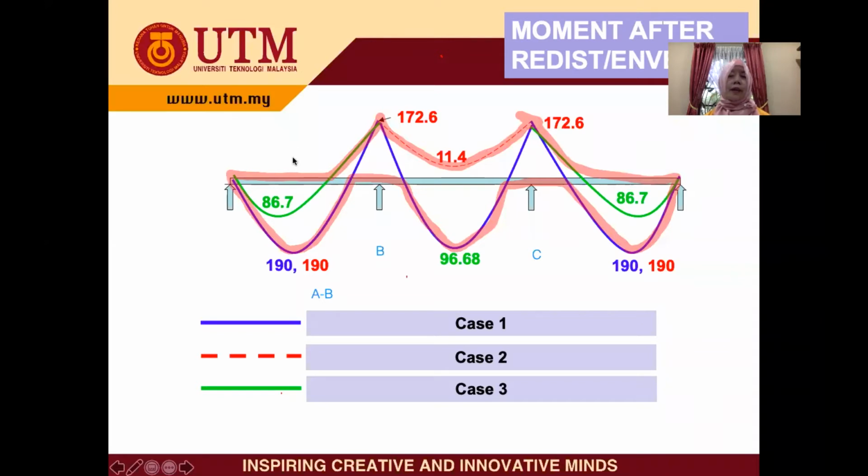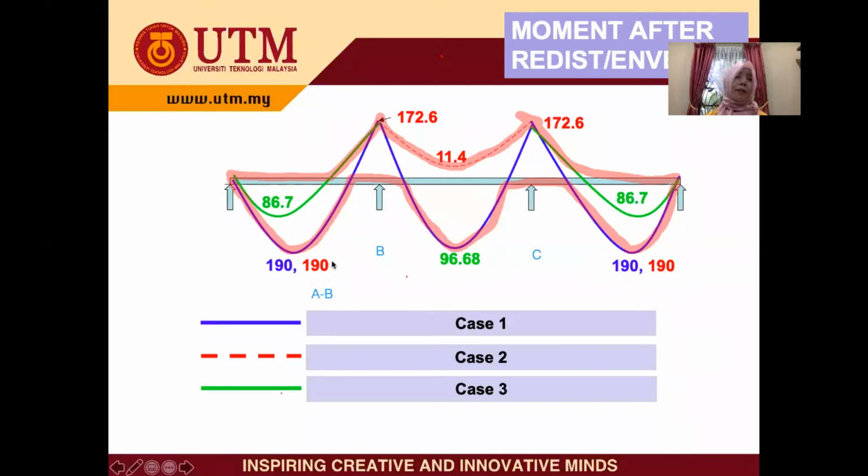From this figure, what we can see is case 1, the blue, this is case 1 after we redistribute. We do the redistribution, and then we do the same for case 2. The moment at span AB is similar to case 1, the result of the moment after we redistribute with the same moment at the support. And for case 3, the moment is reduced.